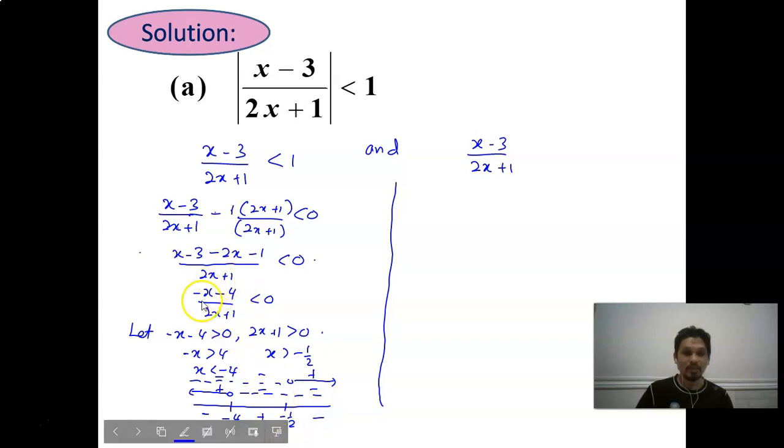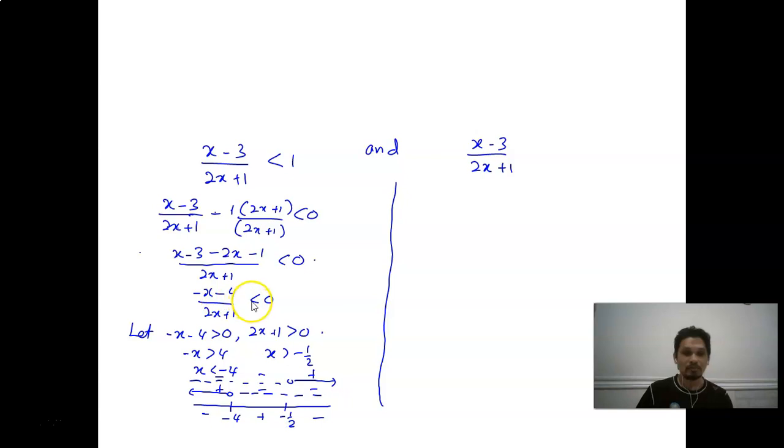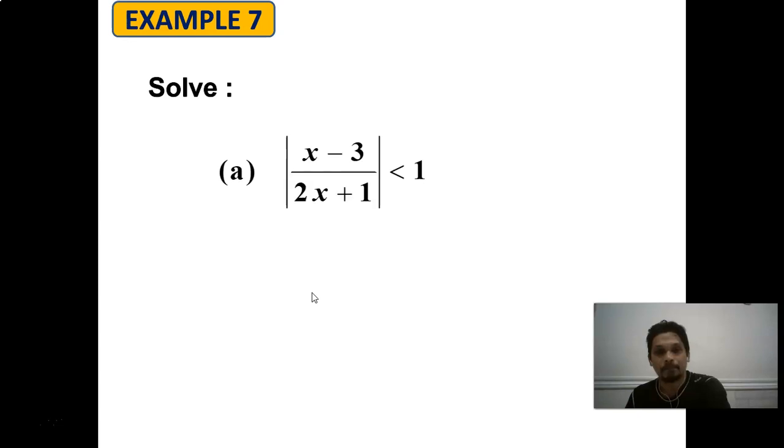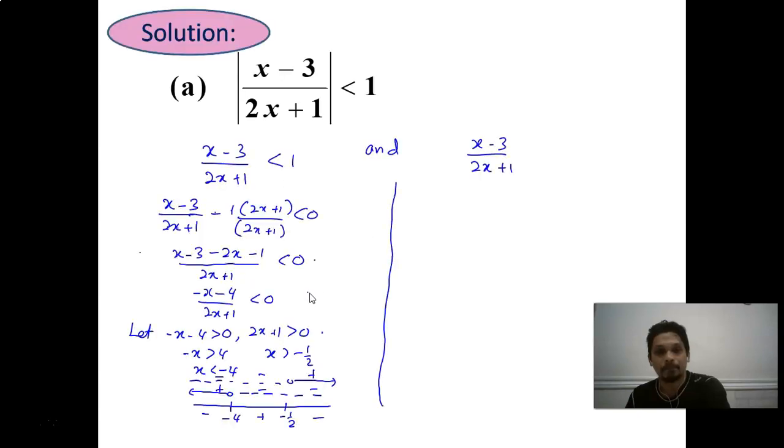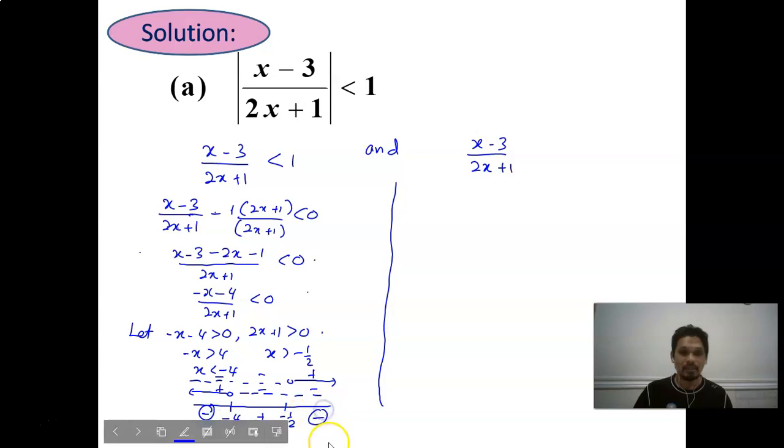And this one is less than zero, so we're taking the negative area for this one. So the solution set for this one is negative infinity until negative 4, and union negative 1 over 2 to positive infinity.